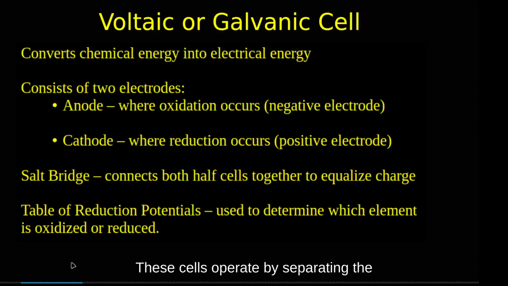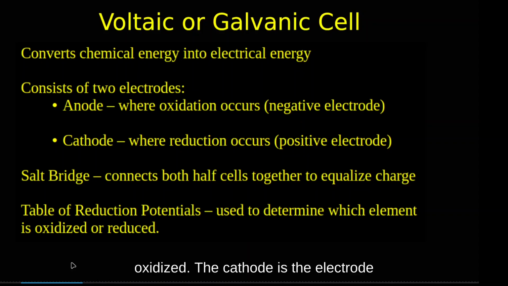These cells operate by separating the redox reaction into two half cells, allowing electrons to flow through an external circuit to perform useful work. The cell consists of two electrodes immersed in electrolyte solutions. The anode is the electrode where oxidation, or loss of electrons, occurs, making it the negatively charged terminal. Another way of thinking is electrons are generated here. So a mnemonic would be AN OX, anode oxidation, or LEO, lose electrons oxidized.